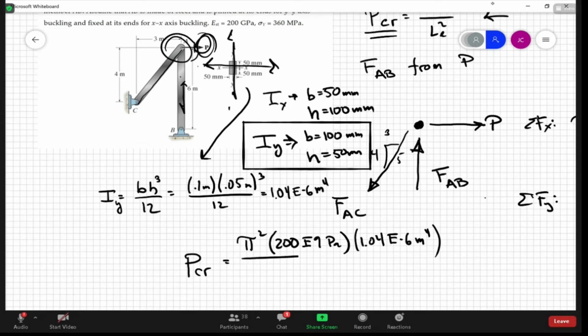And then downstairs we have the length. Now this is pinned at both ends. So the effective length is the actual length, right? So it's the 6 meters squared, right? So you don't have to adjust that. If, let's say, we're fixed down here at the bottom, and not pinned, then we would have to use the K effective for pinned-fixed, which is like 0.7, right? But that's not the case here. Okay, so we can get a number off of this.